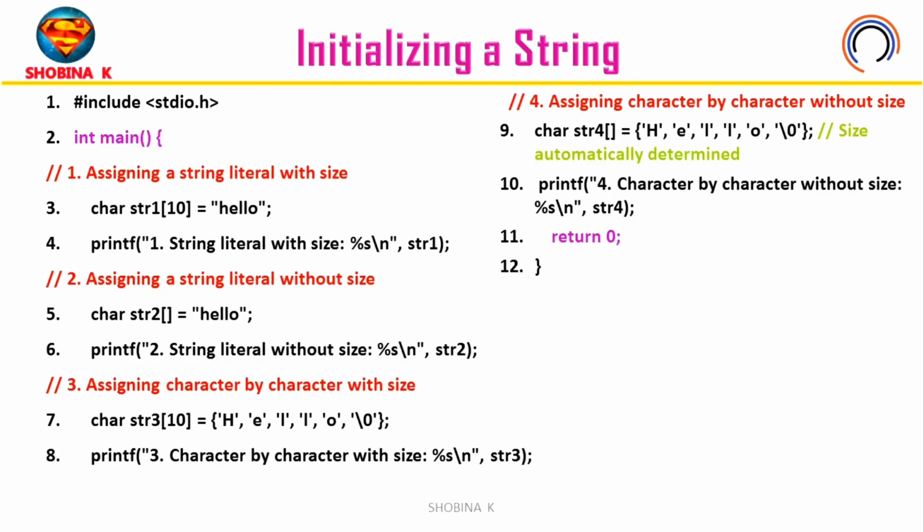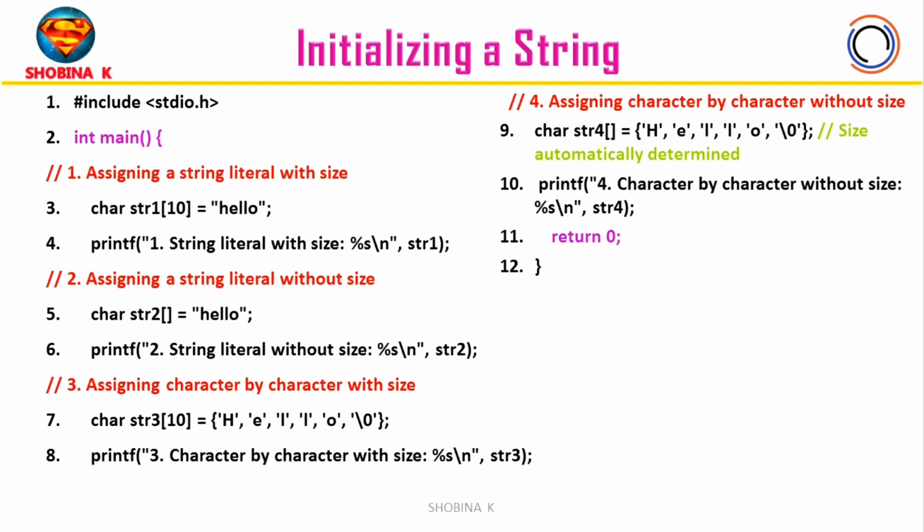Now let's see an example. This code demonstrates the 4 common methods of initializing strings in C. First, include the standard input-output library, which allows you to use functions like printf. Next, the main function. This is where the execution of your program begins and ends. It returns an integer, in this case 0, which indicates that your program has been executed successfully.